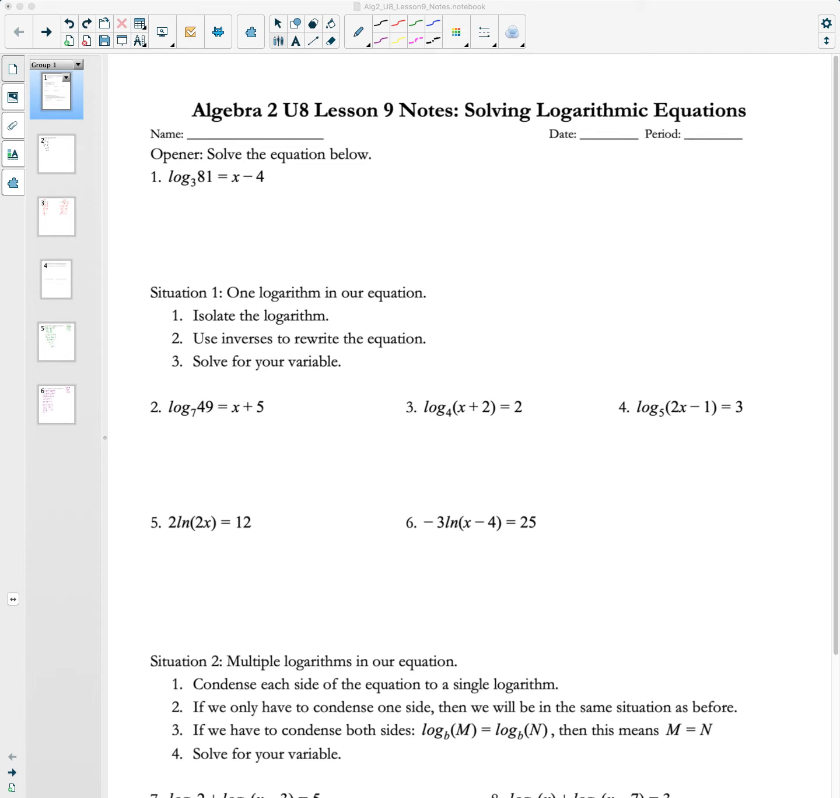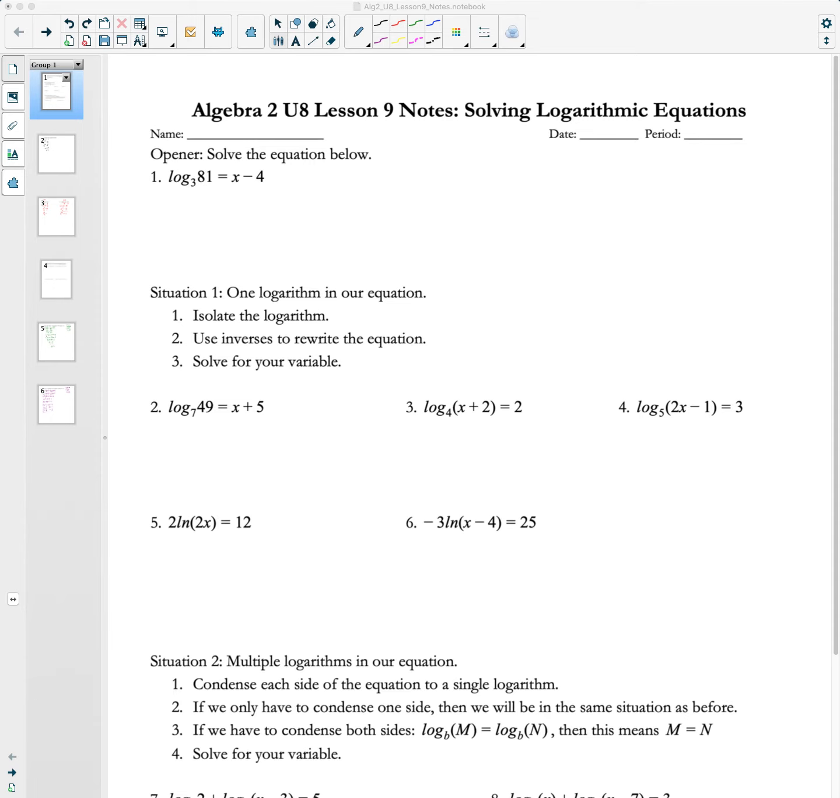So what I would like you to do is look at number one. There is a logarithmic equation there, log base 3 of 81 equals x minus 4. See if you can figure out how to solve that and figure out what x would have to be for this to work. So I'll let you have a shot at that. Flip the video back on and we'll see how you did.